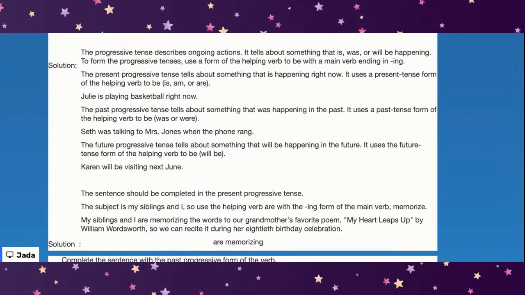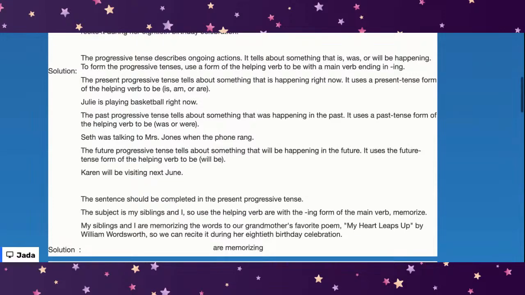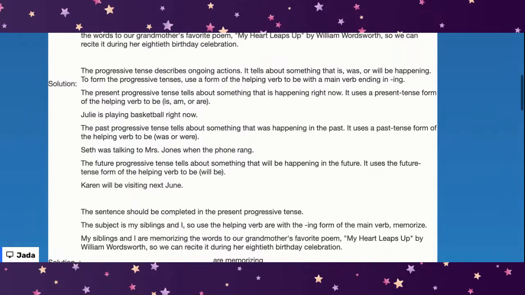Very basic. You have to take note that for present it's using is, am, or are. And then for past it will be using was or were. And for future we'll be using will.